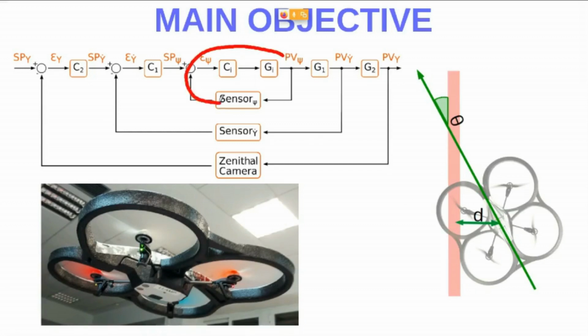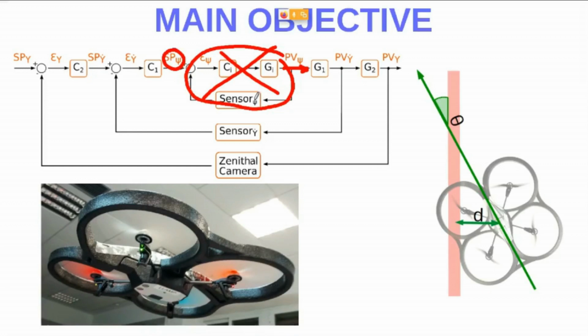If you remember here, we have the angle control. This is provided by the manufacturer, okay? Here we have the set point for the angle, let's say pitch angle, roll angle, yaw angle, and here we have the measure of this angle. So nothing to do with this, okay? Because it's provided by the manufacturer, okay?